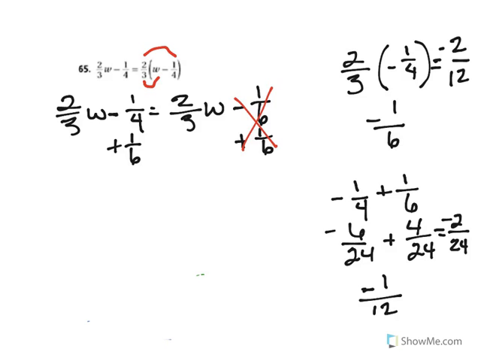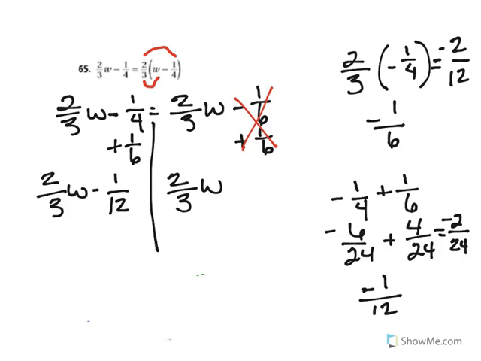So that means, make my wall here. That means to the left, I have 2/3 W minus 1/12. And then on the other side, I would have 2/3 times W. Now, the only thing I can do is combine my variable terms. So I'm going to subtract 2/3 W and then subtract 2/3 W. When I do that, this cancels out.